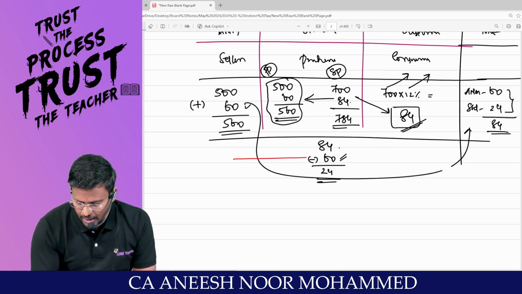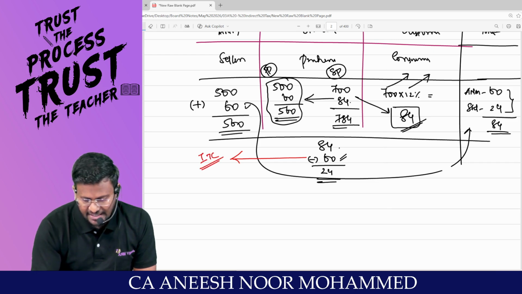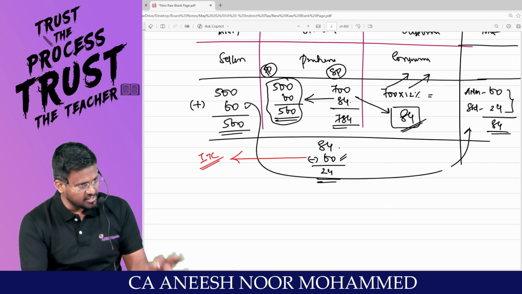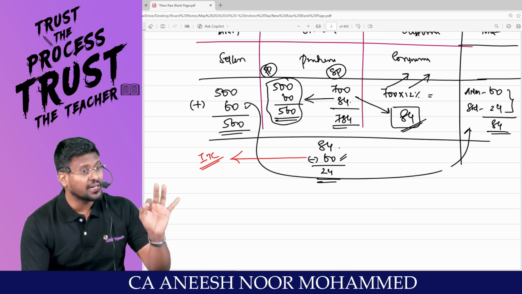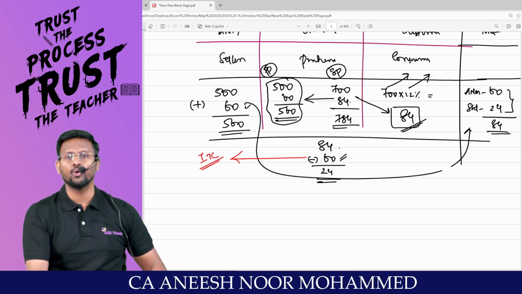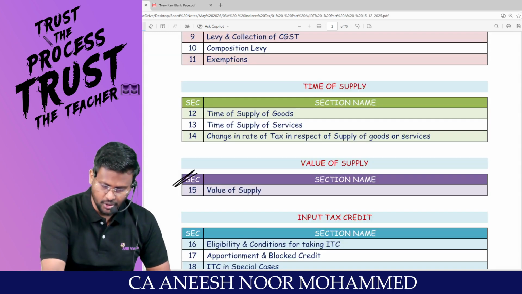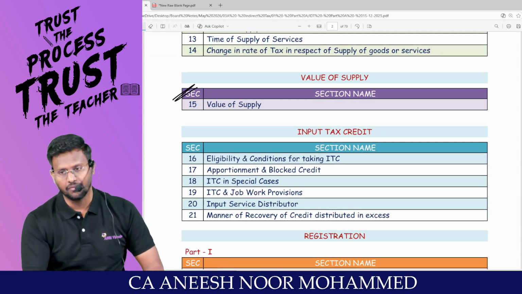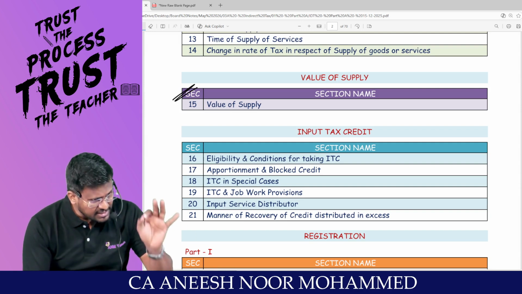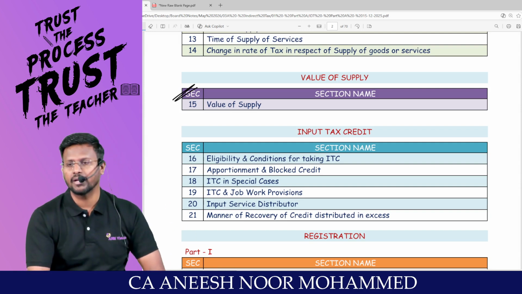This 60 rupees is called ITC, input tax credit. Tell me, input tax credit. Why is there this much explanation? Because the next family is the ITC family. These are the sections which are talking about ITC, my dear lovable students.